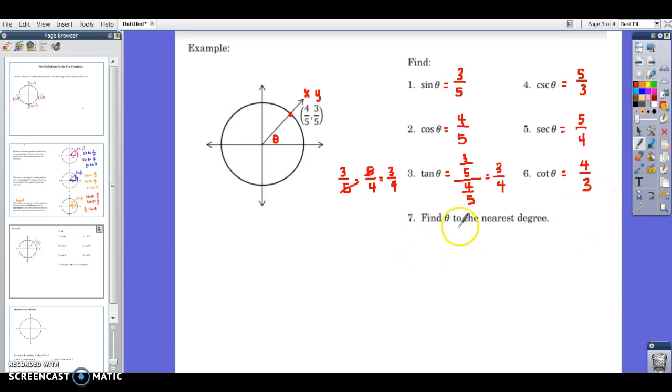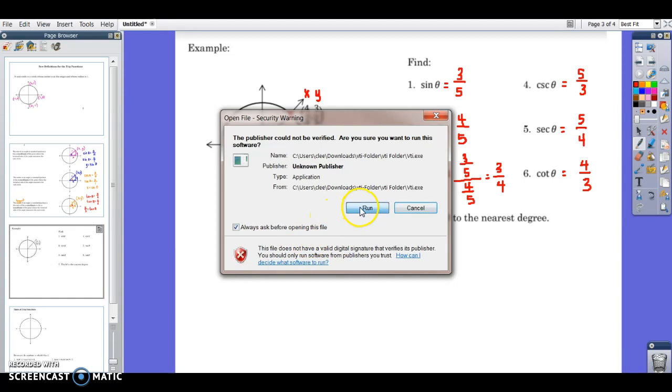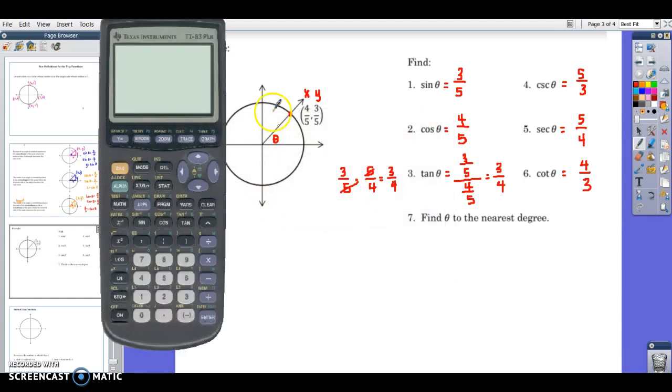Now, the next question here says to find theta to the nearest degree. We can easily do this using our calculator. Just want to make sure that our calculator is in the right mode. So it says to the nearest degree, so we want to make sure that we are in degrees. So make sure you change that in your calculator before doing this.